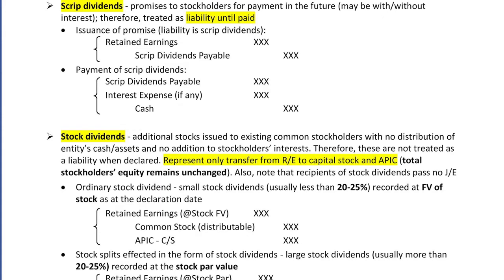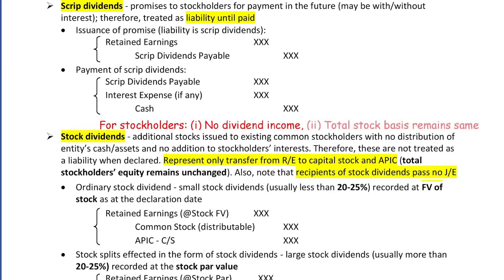Also note that the recipients of stock dividends, the stockholders, pass no journal entry. For stockholders who are receiving the stock dividend, there is number one, no dividend income, and number two, total stock basis remains the same. So they allocate the existing stock basis between the new number of shares that they are holding, but the total basis remains the same.